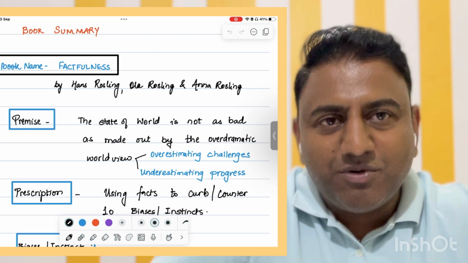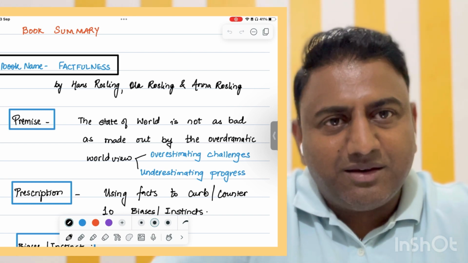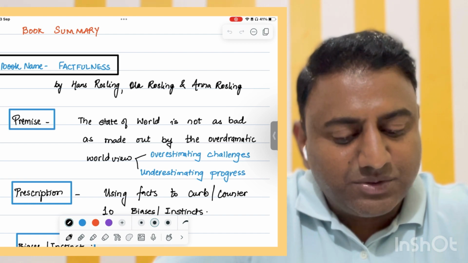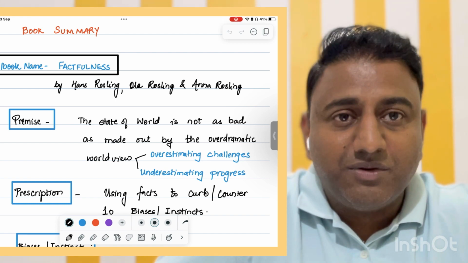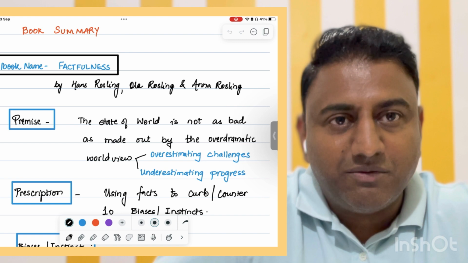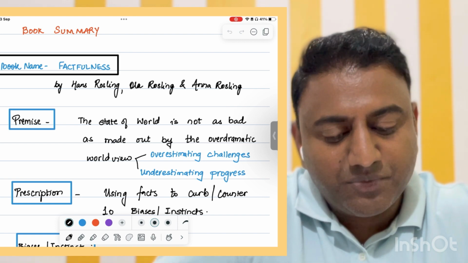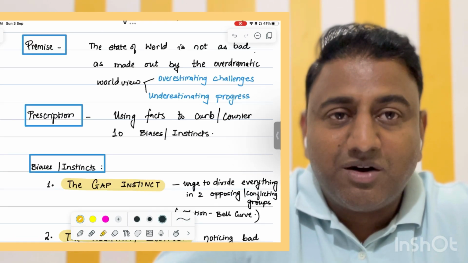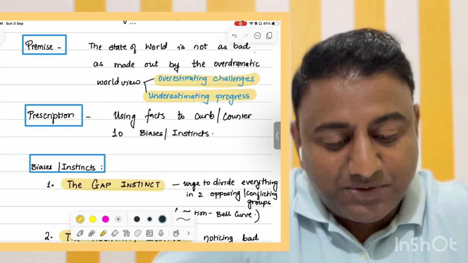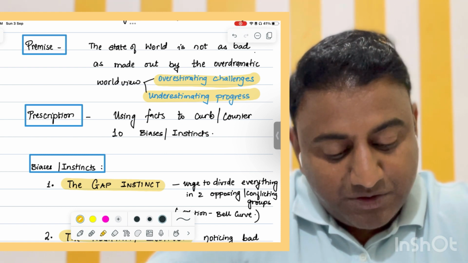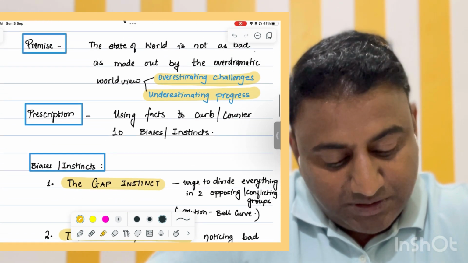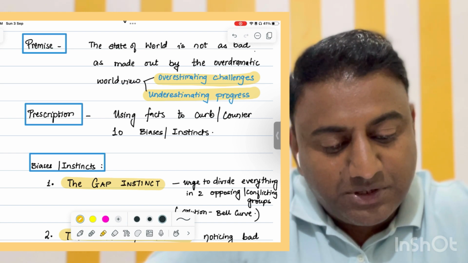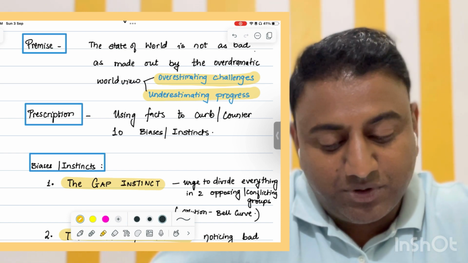So the premise of the book Factfulness is that the state of the world is not as bad as made out by the over-dramatic worldview. We all have an over-dramatic worldview. This over-dramatic worldview is defined by two things. First, of course, we are overestimating challenges. And second, we are underestimating the progress that is being made throughout. So overestimating challenges and underestimating progress.